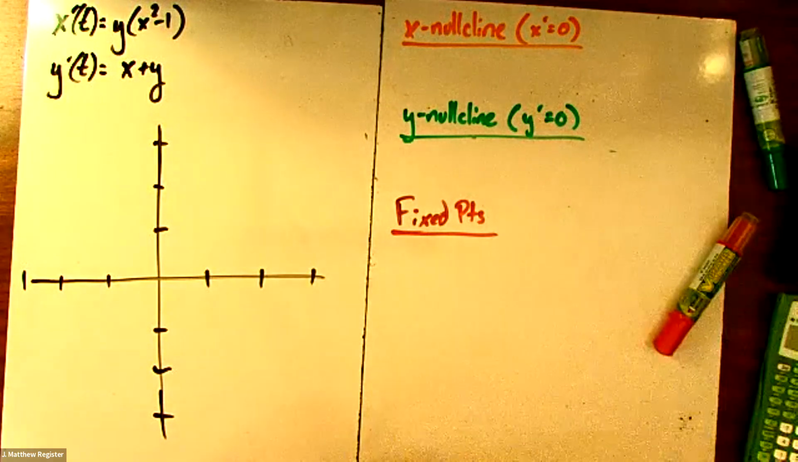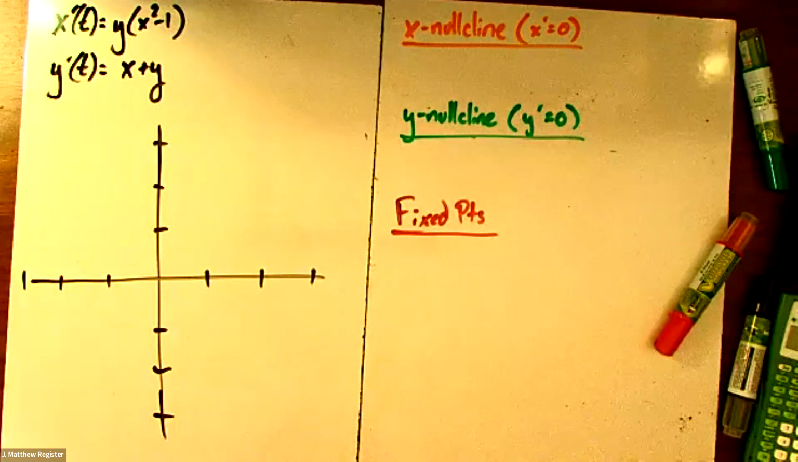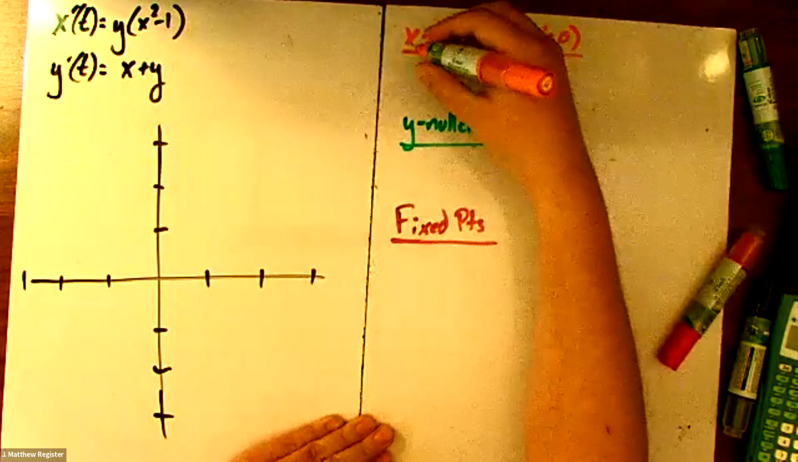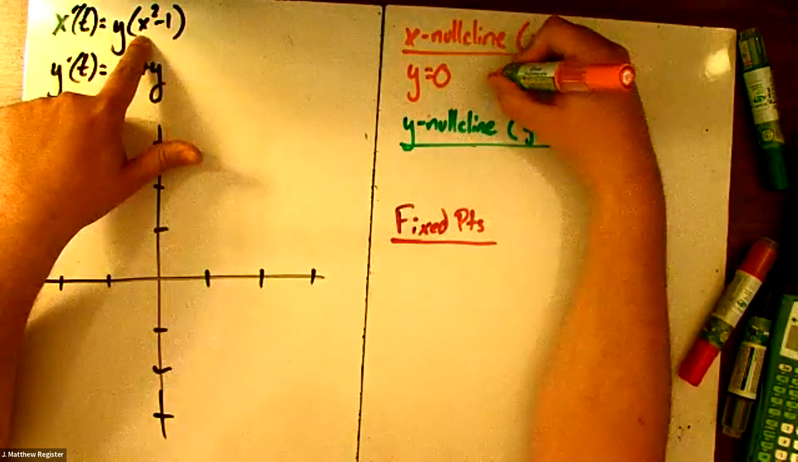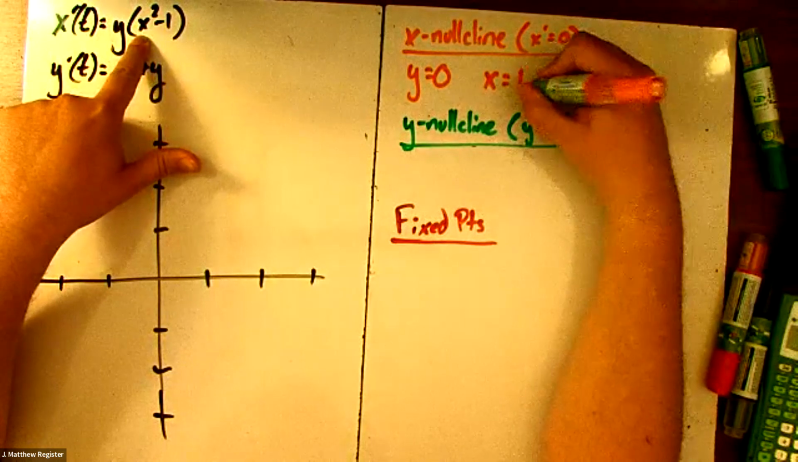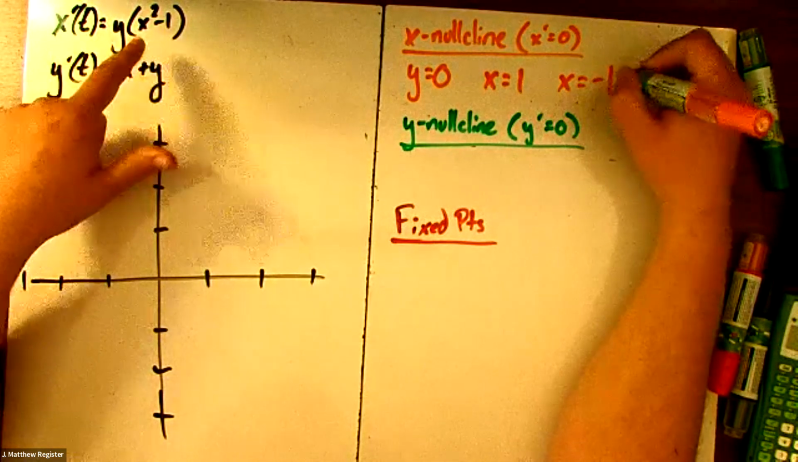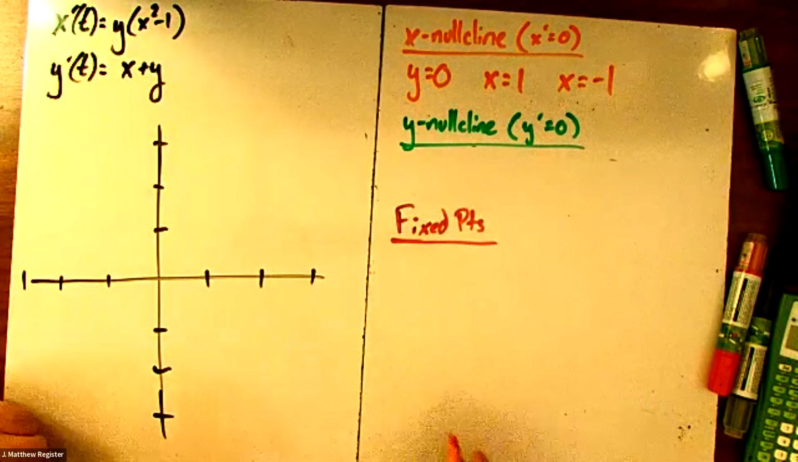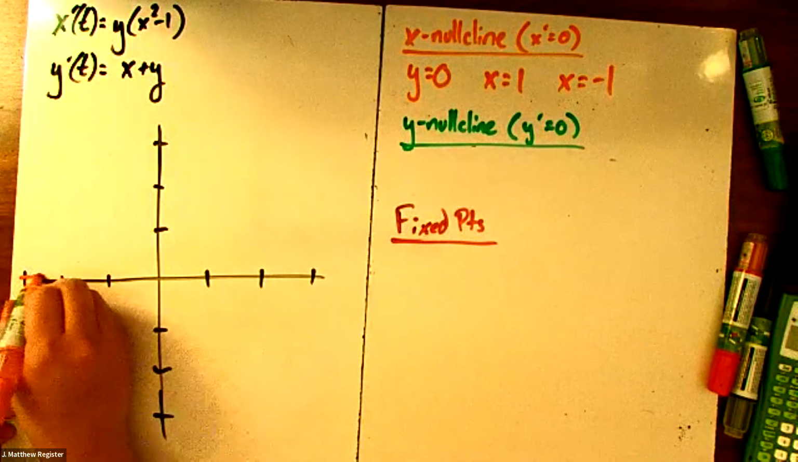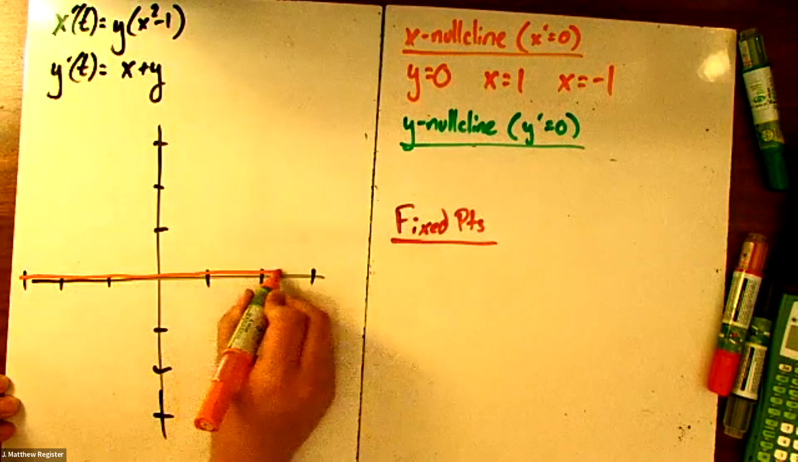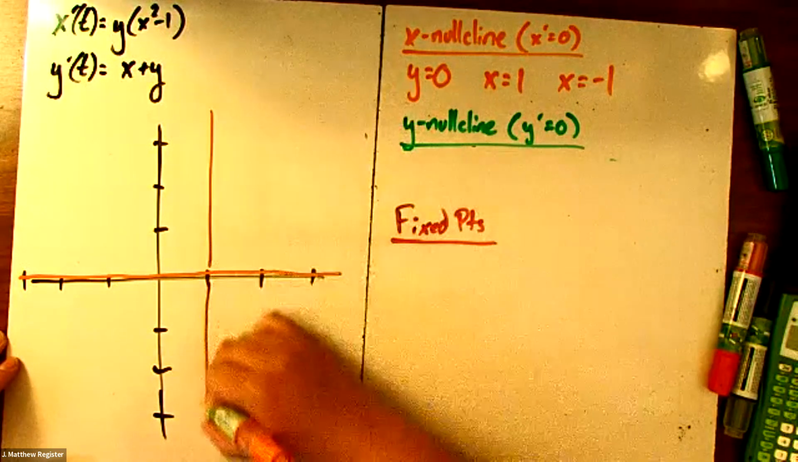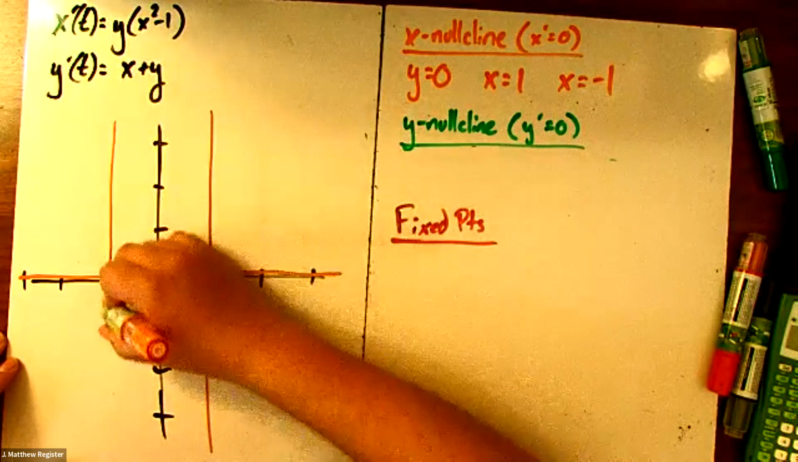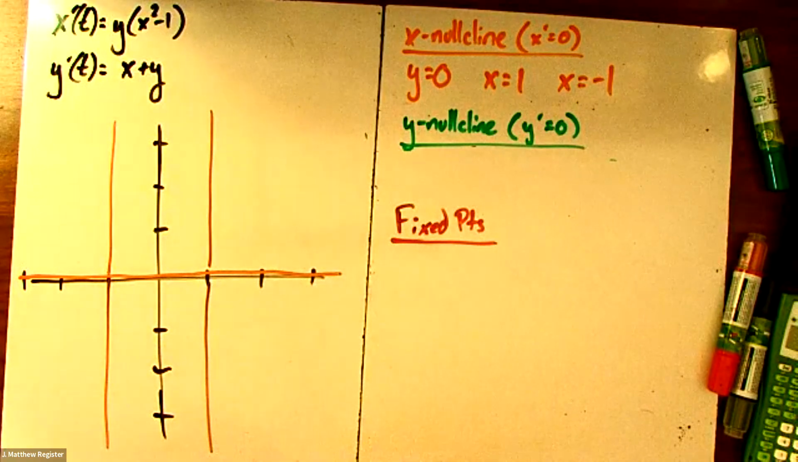To figure out our null lines, we start by setting these equal to 0. When x prime is equal to 0, we get either y is equal to 0 or x is equal to plus or minus 1. y equals 0 is just going to be a line down here, and x equals 1 would look like this and this. These are our x null lines.